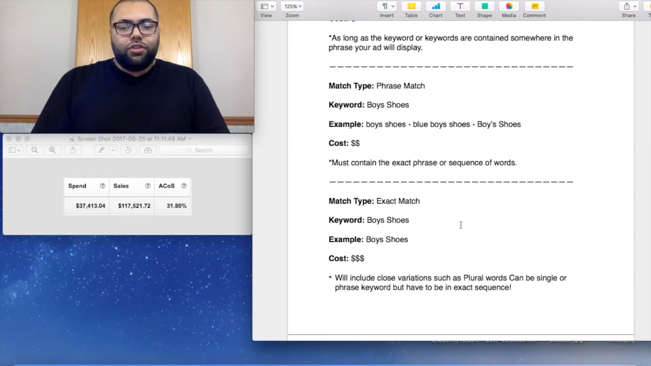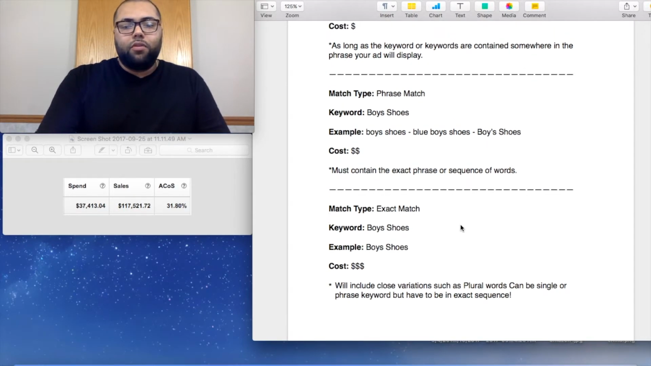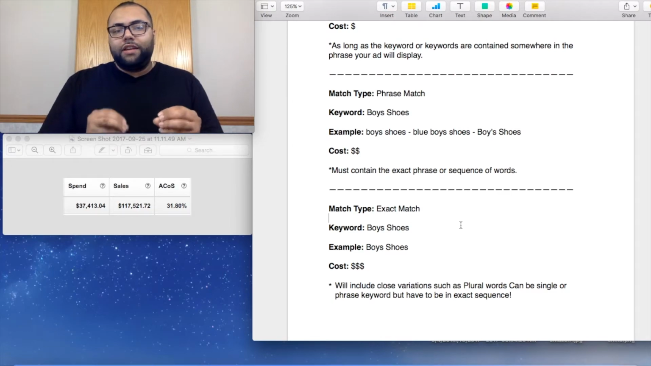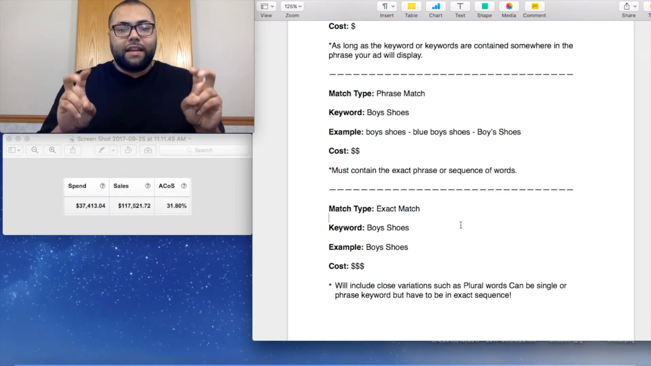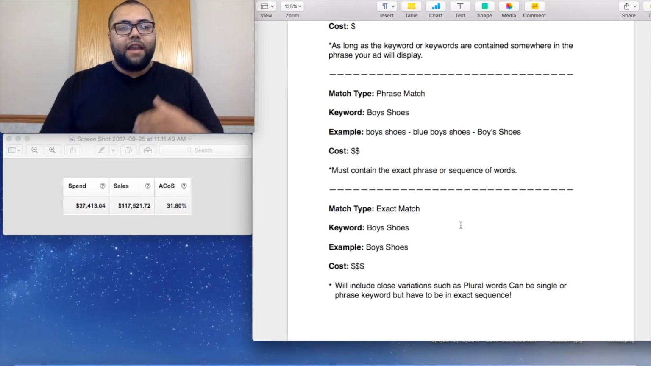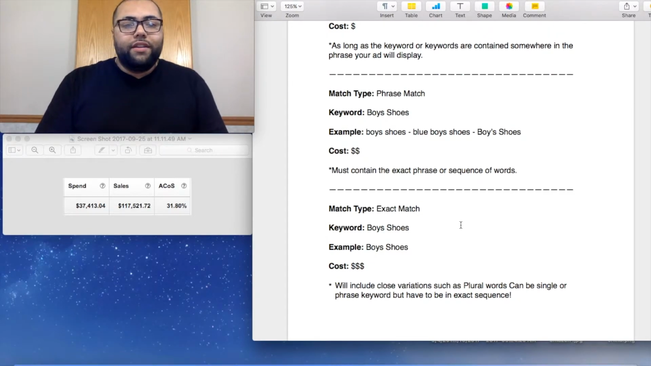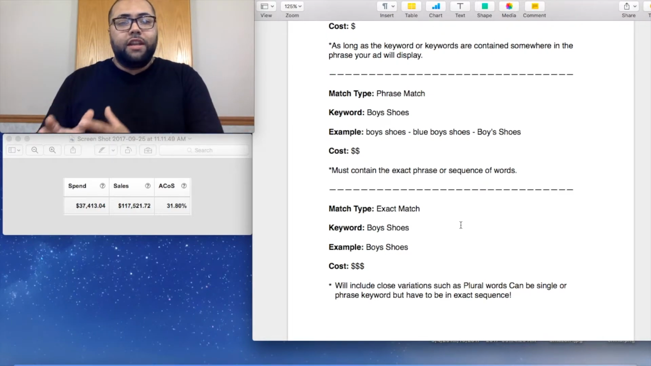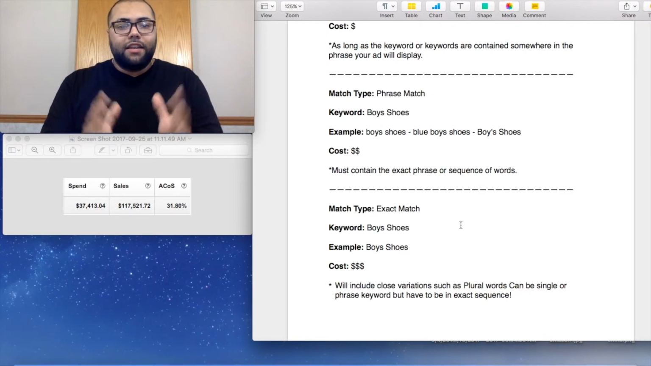So you guys know the keywords already. And there's only one example. With exact match, it's exactly what it says. Exact. It has to be exact. You can't have any variation. You can't have any added nouns. You can't make it a long tail. It has to be exactly what it is. If basketball shoes is your keyword, or boys' shoes, or garlic press, or yoga mat, whatever it is, you can't add a variation. It has to be the exact keyword.